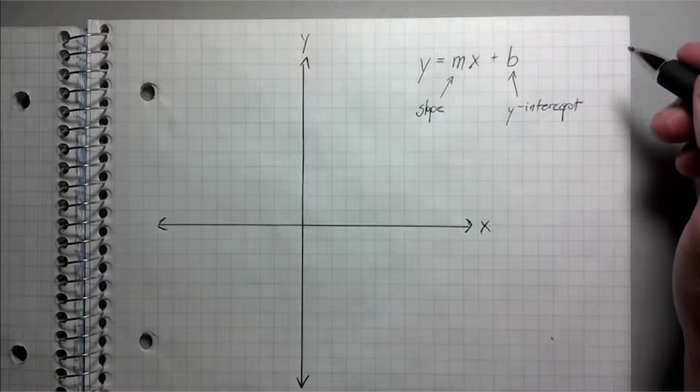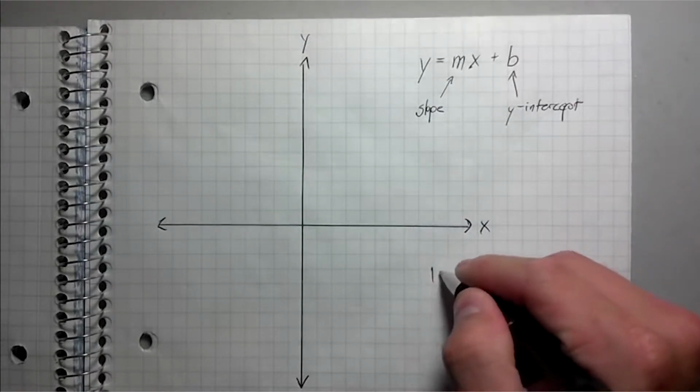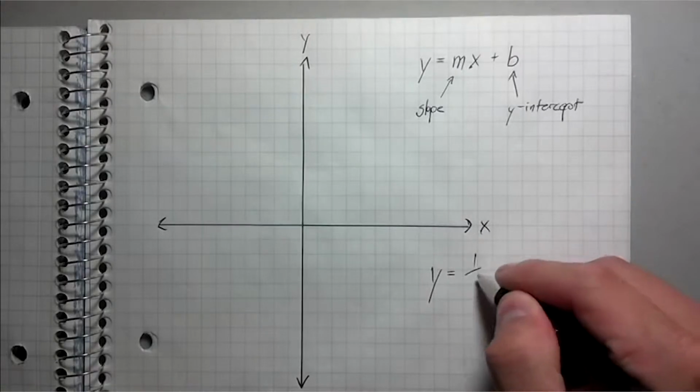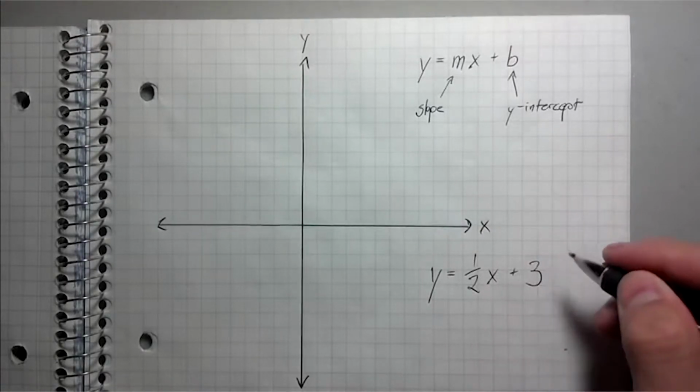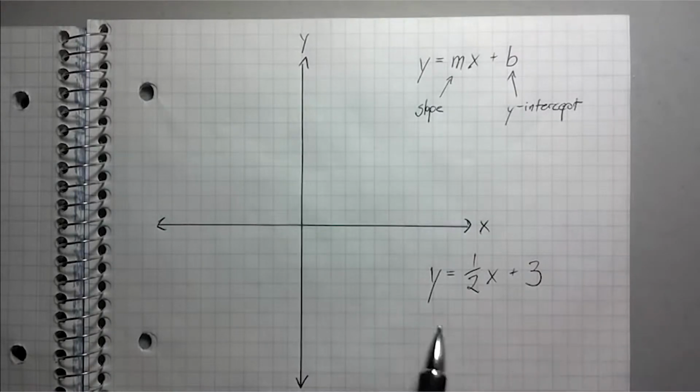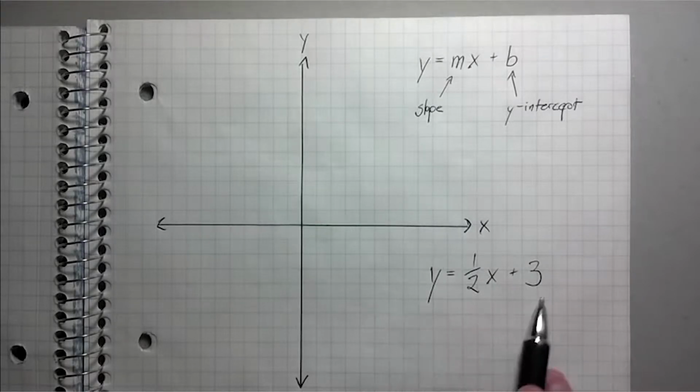So let's say they gave us an equation. Let's say we had an equation that looked like y equals 1/2 x plus 3. The way that I know that this is a linear equation is because it just has a single power of x. This is just x to the 1. So I know that the graph of this equation is going to look like a line.